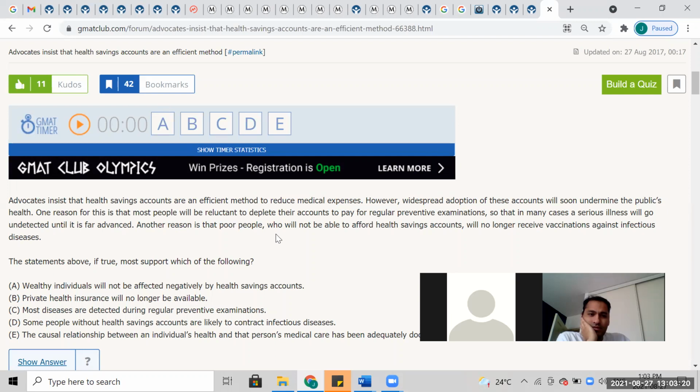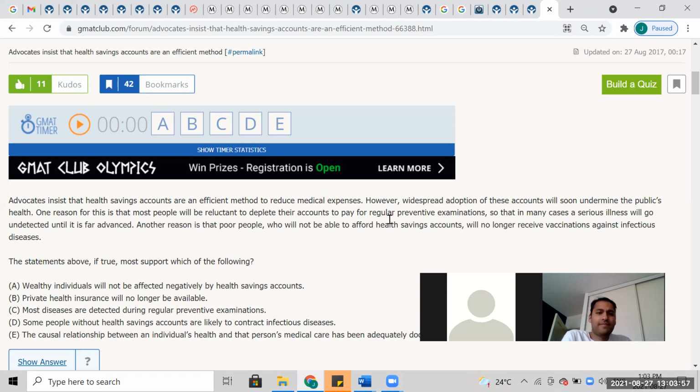The statements above, if true, most support which of the following. Wealthy individuals will not be affected negatively by health savings accounts. I think this could be a strong contender. Private health insurance will no longer be available. It says nothing about insurance. Most diseases are undetected during regular examinations. No. Some people without health savings accounts are likely to contract diseases, it does not talk about that here.